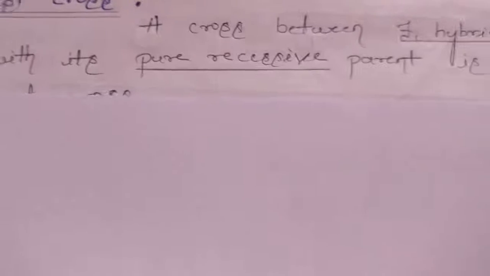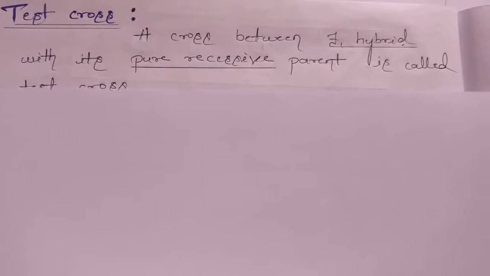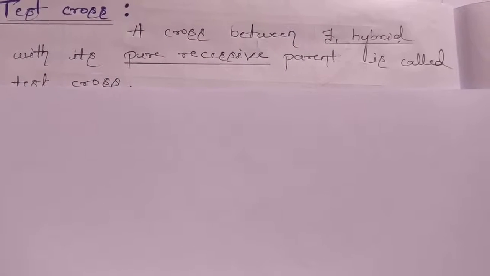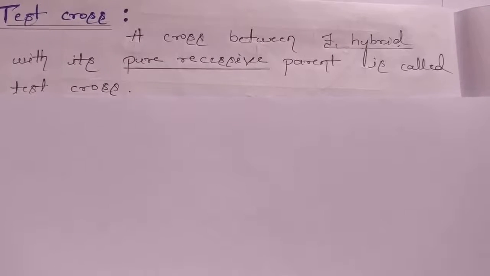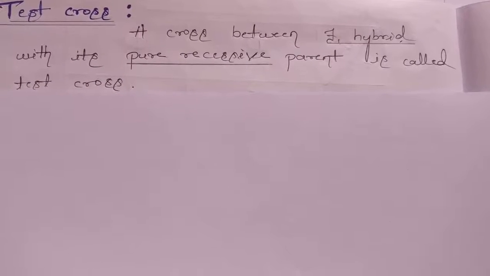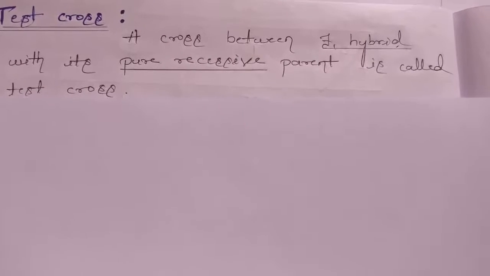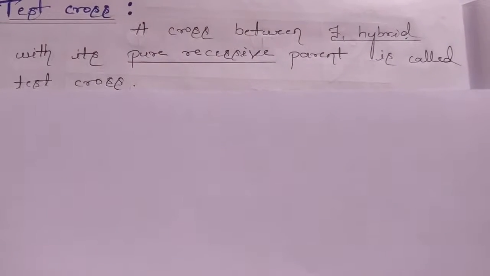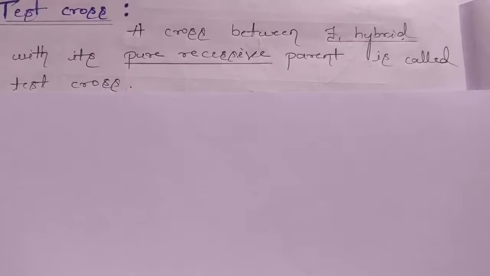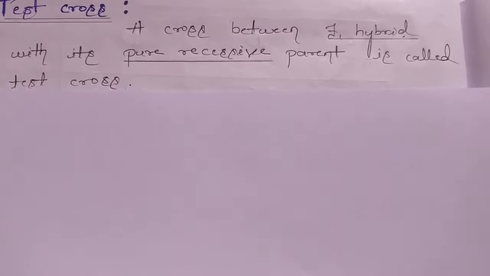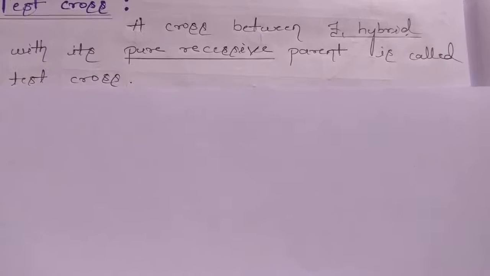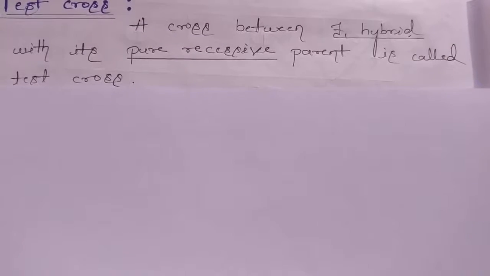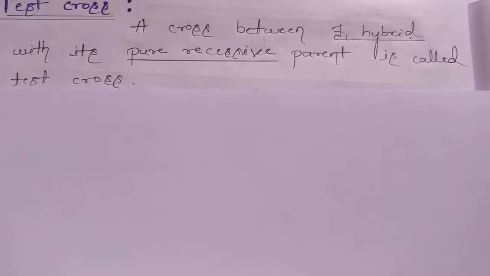According to that, the definition of the test cross is: the cross between the F1 hybrid with its pure recessive parent is called a test cross. As we all know, in the monohybrid cross, in the F1 hybrid, we got capital T, small t. Due to the presence of the dominant character capital T, we get the tall phenotypic character, but the genotype will be hybrid.